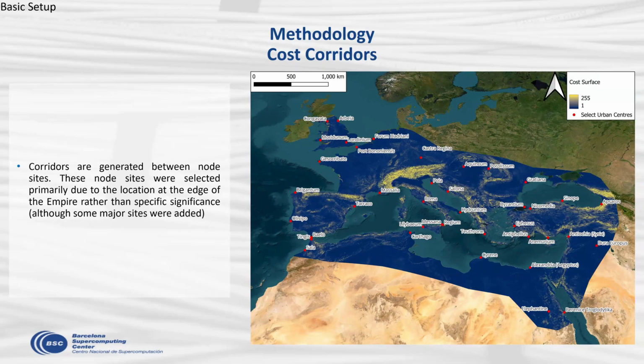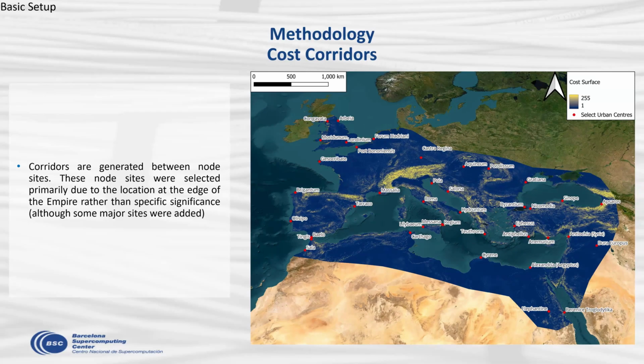Once we get these cost surfaces, we build the actual corridors, making this network to understand how things move across. What we do is generate corridors between node sites. I've tested different numbers, and I think it's 40 node sites here. These node sites aren't chosen necessarily because they're particularly important or significant cities or sites. We've tried to cover the entire range of the Roman Empire.